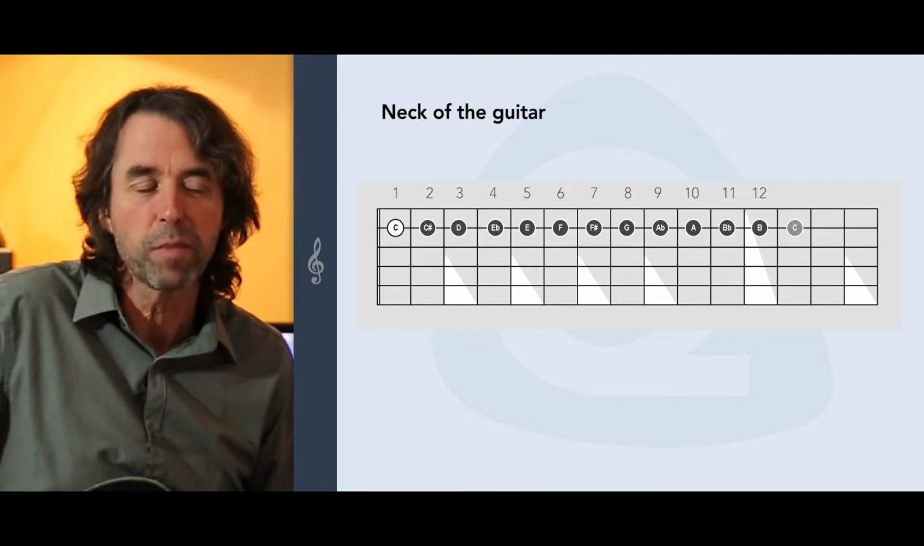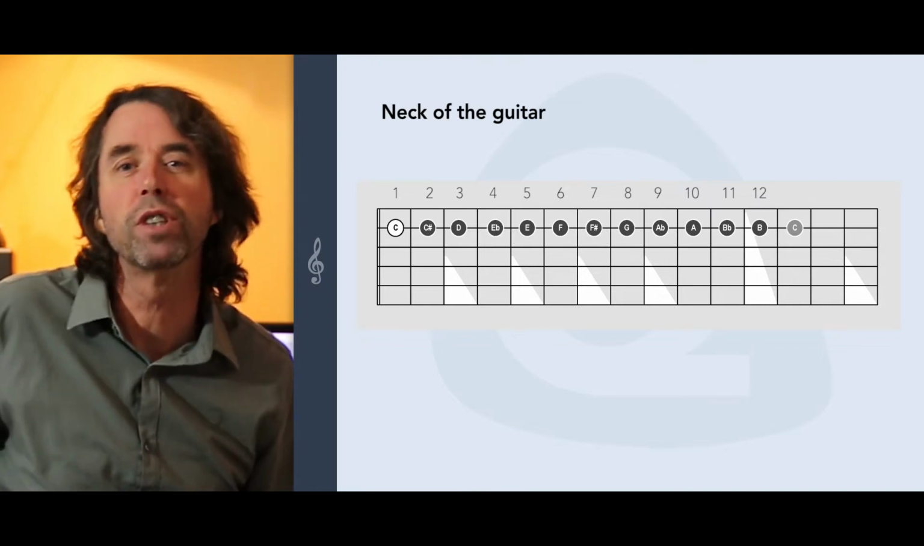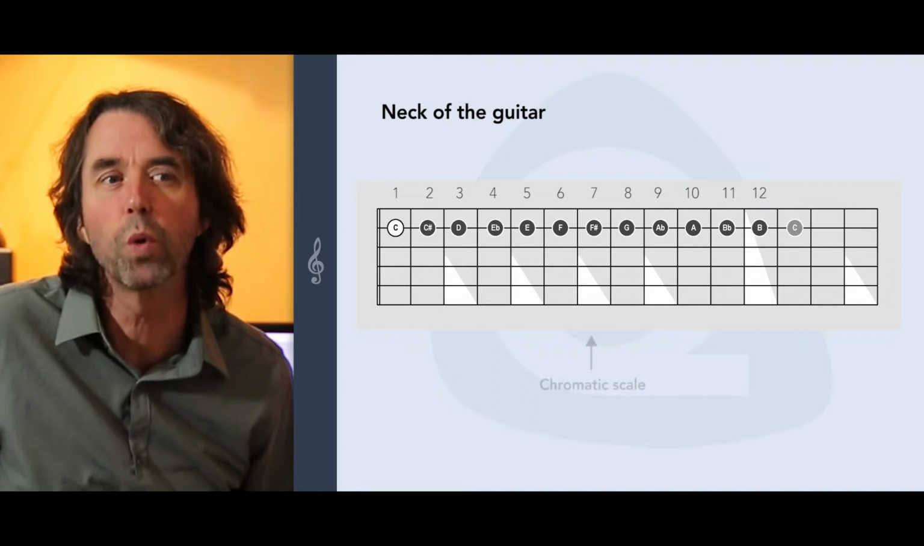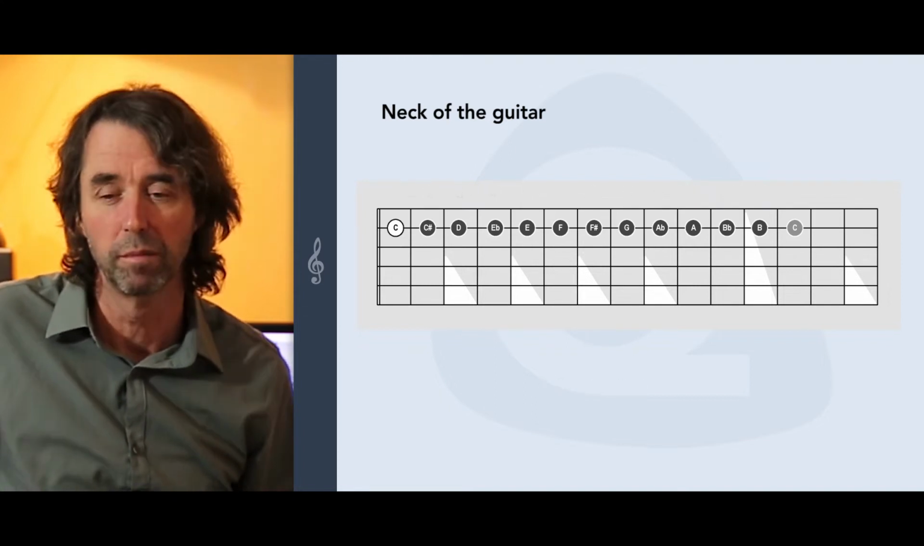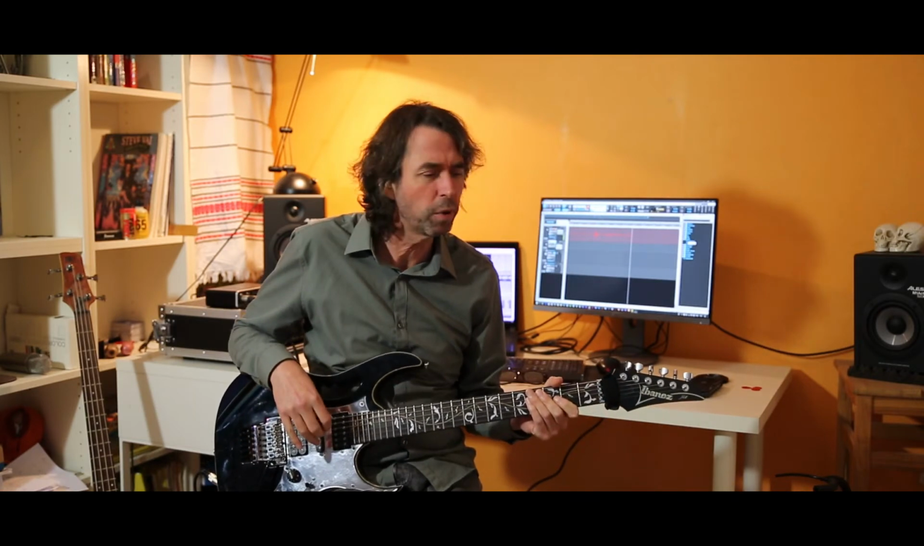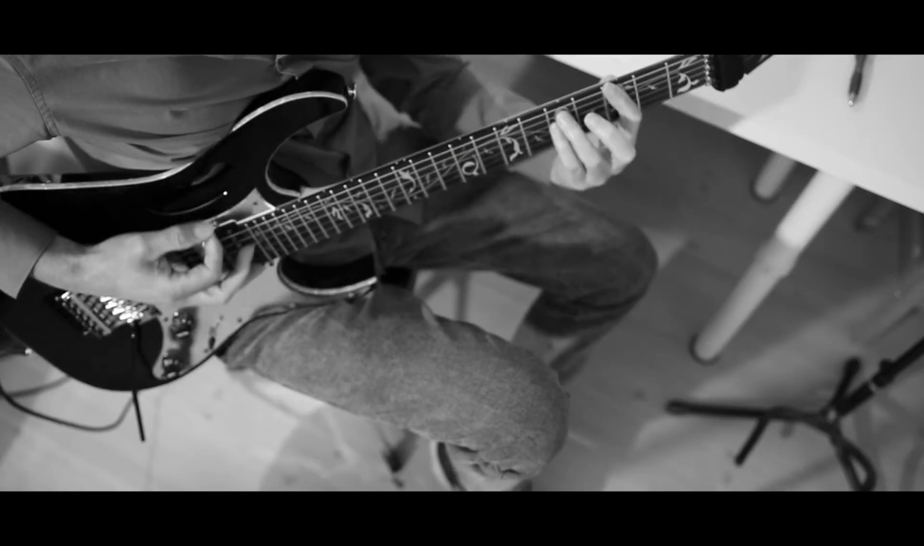Aside from this, a sequence of consecutive half-step intervals is called a chromatic scale. Just knowledge for fun. Anyways, how can we remember and learn all those keys by heart? It seems almost impossible.